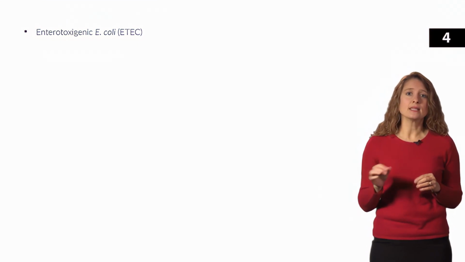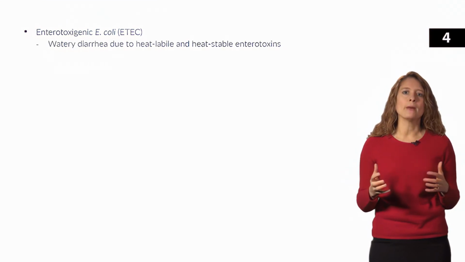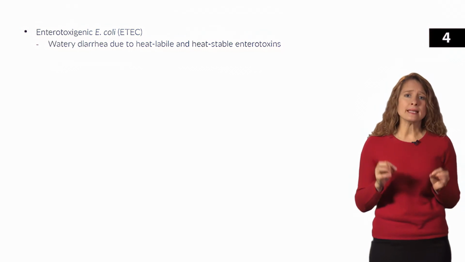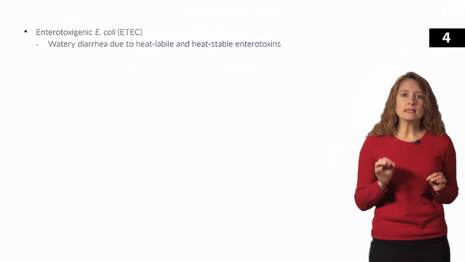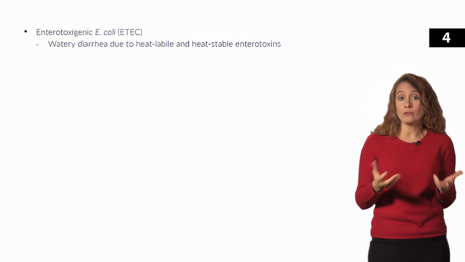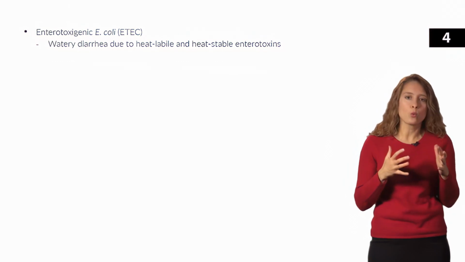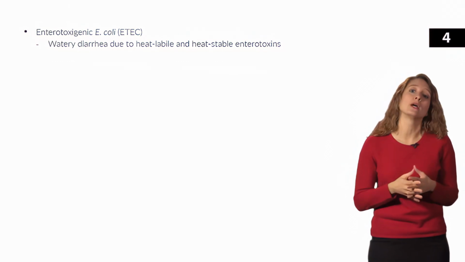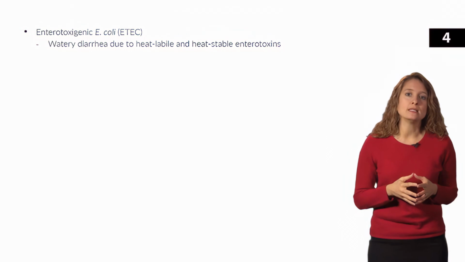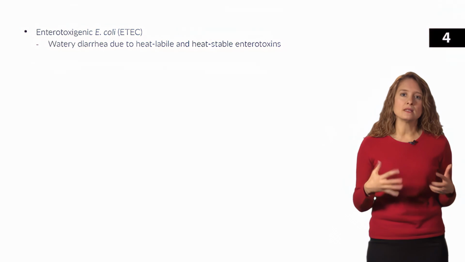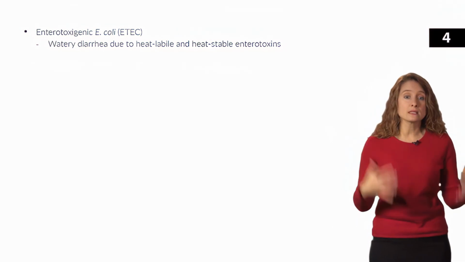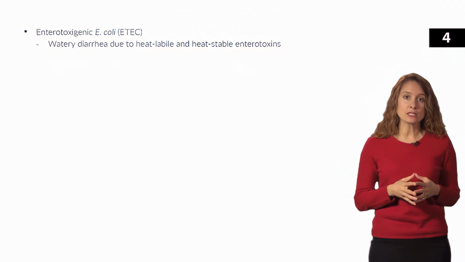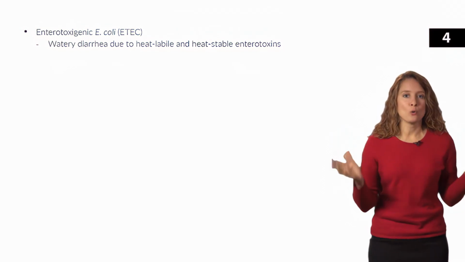coli, or ETEC. This type causes watery diarrhea by making enterotoxins. It produces a heat labile enterotoxin and a heat stable enterotoxin. This heat labile toxin is similar to that seen with Vibrio cholerae, which we know results in that rice water diarrhea that cholera is known for. The heat labile enterotoxin does this by increasing the level of cyclic AMP in intestinal cells. This causes an increase in electrolyte secretion and decrease in electrolyte absorption. And this leads to a large amount of water secreted into the lumen of the intestine, and voila, watery diarrhea.